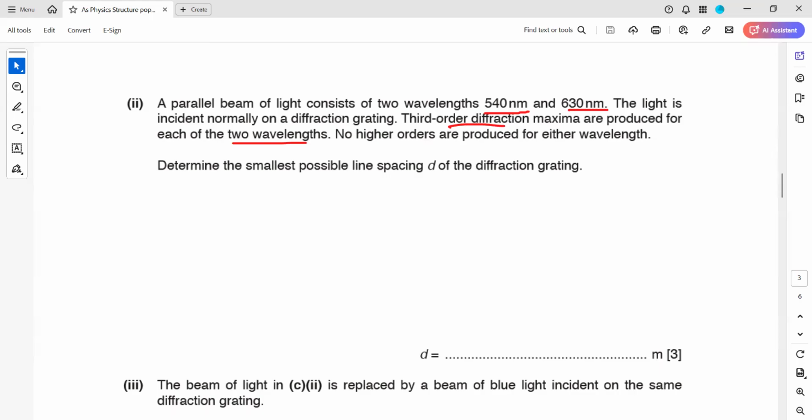So we want to work out the value for D, and it's about the maxima. Because in the question we need the smallest possible spacing. There are two wavelengths, but which wavelength should we take? Because longer wavelengths diffract more, like we want maximum diffraction. So if we want to determine the smallest line spacing, which wavelength should we take? We have 540 given to us and we have 630 nanometers. So we'll take 630 nanometers.